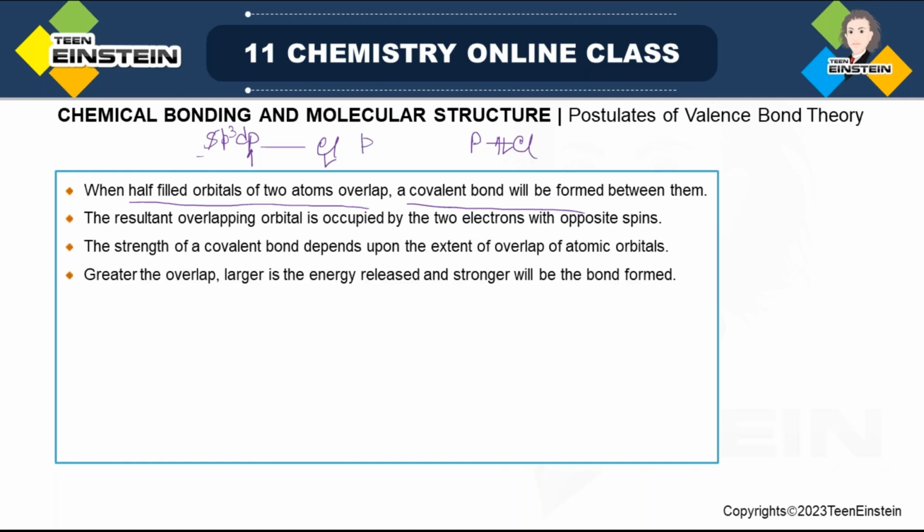Now, how to know the strength of a covalent bond? That actually depends on the extent of overlap. So when the orbitals overlap with each other to a very high extent, then obviously the strength of the bond is high. So the greater the overlap, the larger the energy release, and the stronger the bond formed. And also it will be shorter, its length will be short.